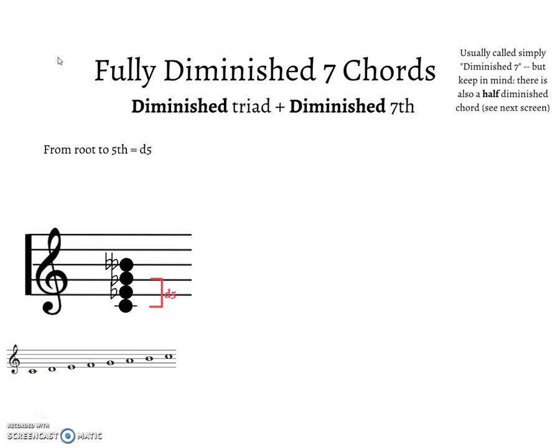From the root to the fifth is a diminished fifth. We also need a minor third. That makes our diminished triad. From the root to the seventh is a diminished seventh. I taught you major sevenths and minor sevenths. A diminished seven is another half step lower than that. It's another half step lower than the minor seventh.